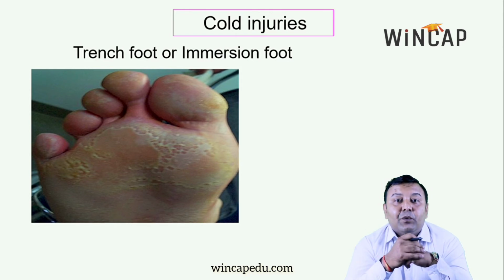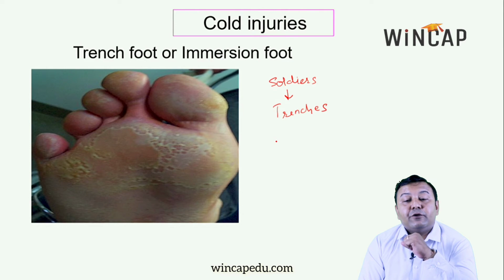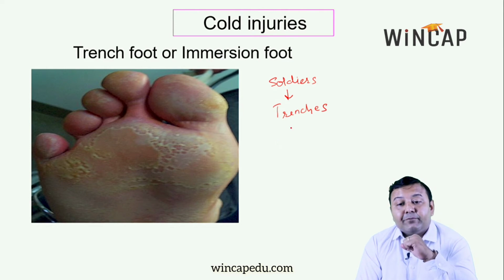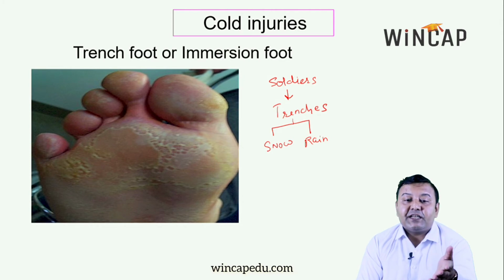This condition was initially found in soldiers. That's right. So it was initially soldiers in the World War who used to dig trenches. Now trenches are holes in the ground in which they used to go and they used to stand guard. Here, because of the various environmental conditions like snow or rain, they used to be exposed to both cold as well as a lot of humidity, leading to a condition like trench foot or immersion foot.